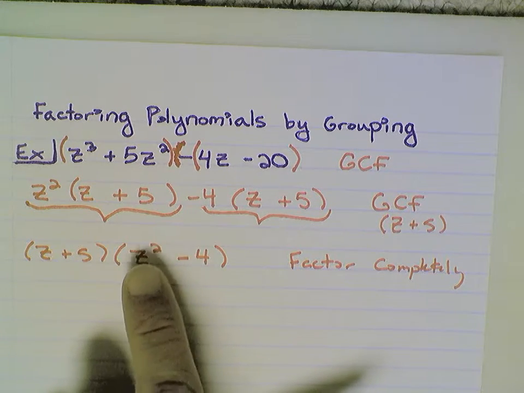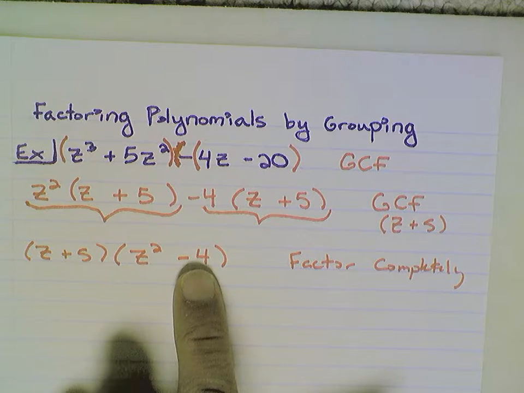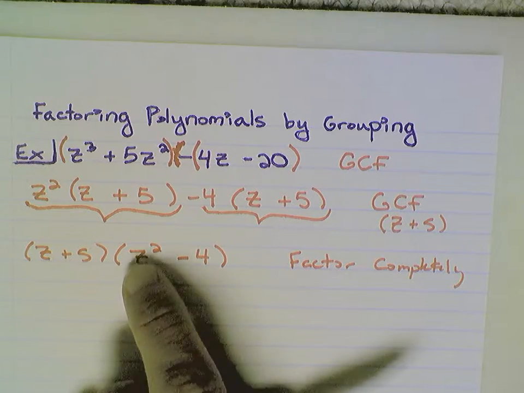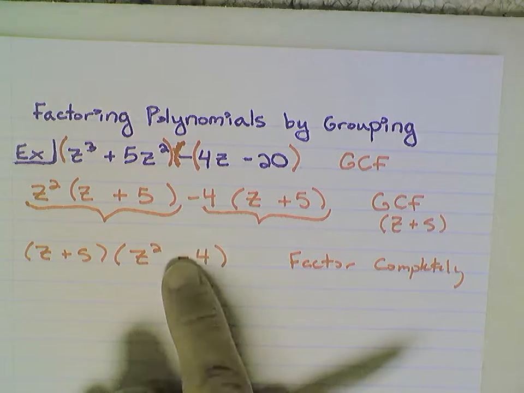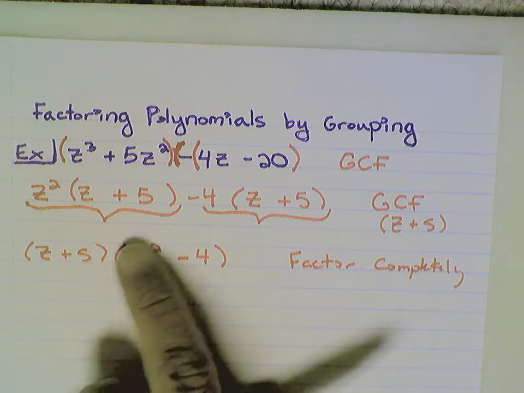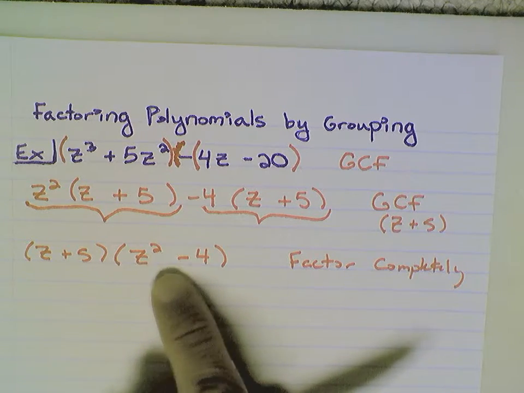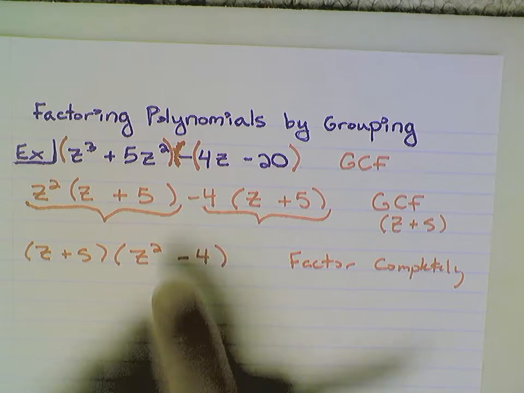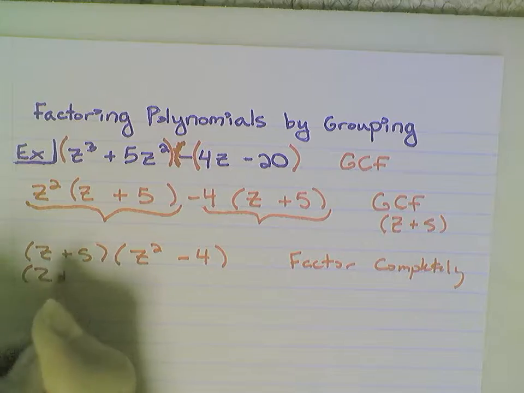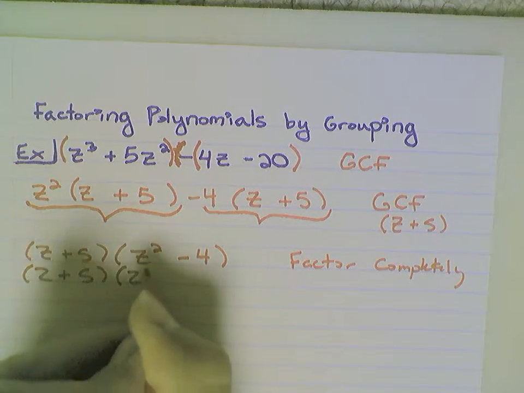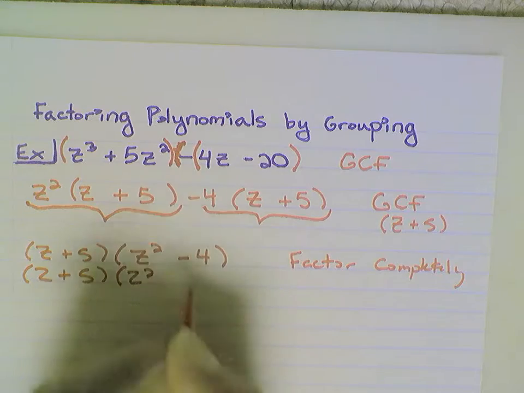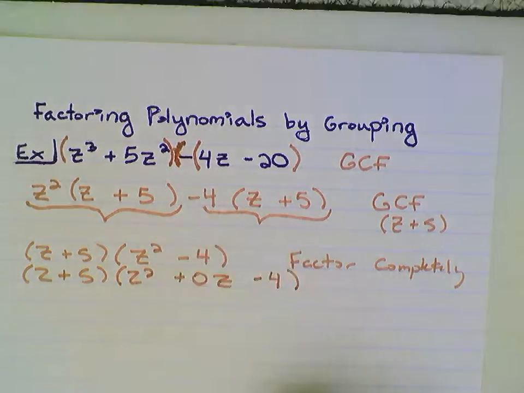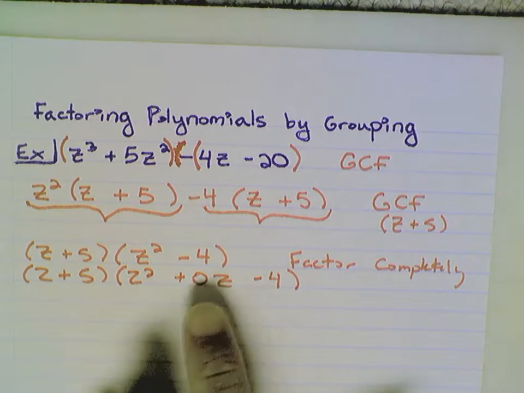However, if I look at z squared minus 4, from just years of practice and recognizing these different problems, I notice that I have a squared term here minus a squared term there. So this is the difference of squares. Now, there is a shortcut method for factoring the difference of squares, but if you don't remember that, you can always rewrite this with a 0 term in the middle. So I can rewrite this as z squared plus 0z minus 4. And now I have a trinomial that I can factor.